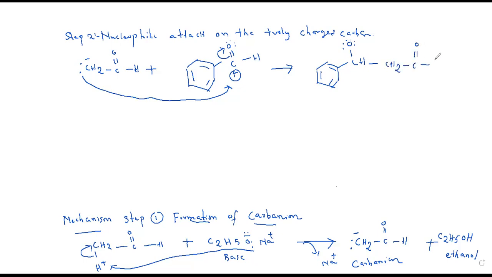C double bond O, H. The same structure I have written here. Now, this is a new sigma bond which is formed between the aldehyde carbon and the carbanion. This is your aldehyde carbon and this is your carbanion.